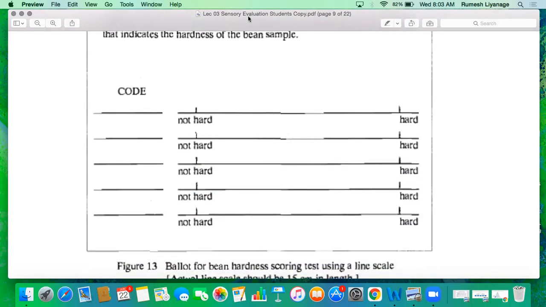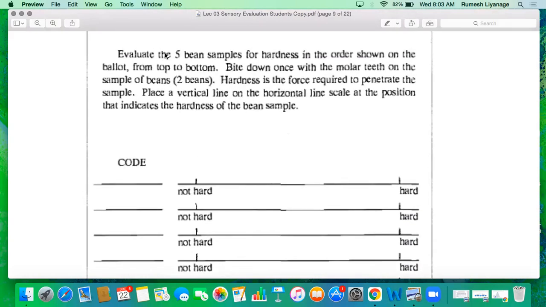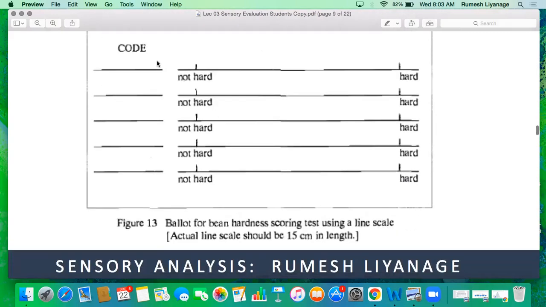Suppose you can remember, suppose you can understand, right? They have planned a research for bean, and you can see they are going to measure its texture, hardness. And here 5 samples, not hard to hard. This is the scale, right? Not hard to hard. Then you can put a mark based on your perception, based on your preference, right?